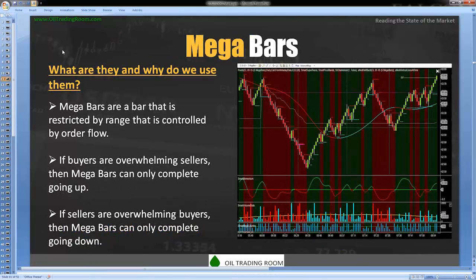So megabars. This is our main chart in the room, or it's some model of our main chart in the room. I'll show you a main chart in the room, but this is basically what it looks like. A megabar is a bar that is restricted by range, that is controlled by order flow. Now, a lot of my research, we run Bloodhound. The entire room is run on a Bloodhound template.